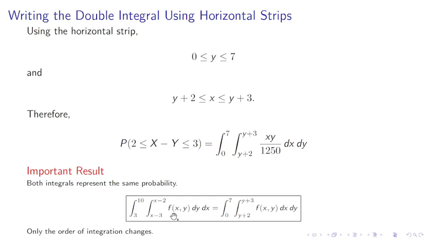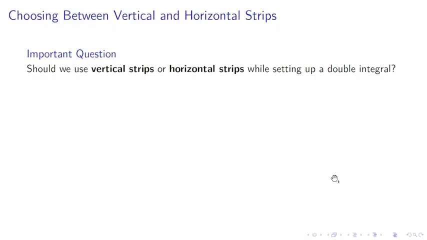Both are equal. The integral from 0 to 10 over x, with y from x − 3 to x − 2, is equal to the integral from 0 to 7 over y, with x from y + 2 to y + 3. It gives the same probability, only the order of integration changes.